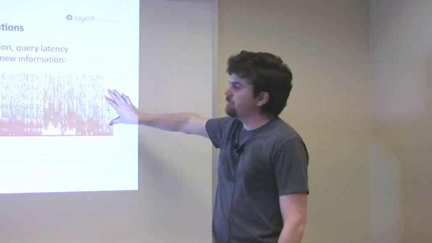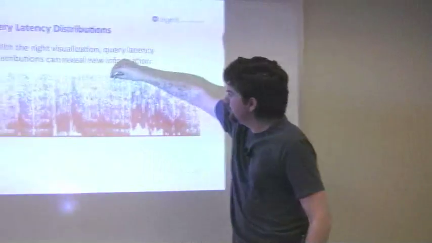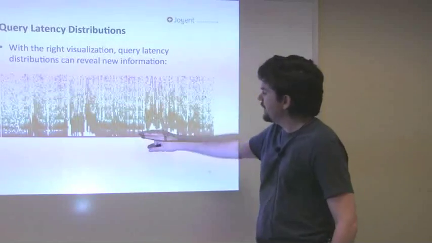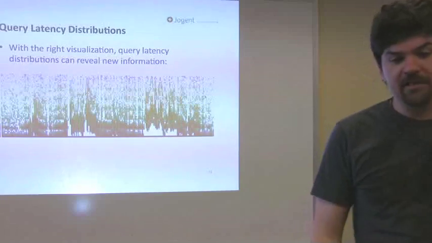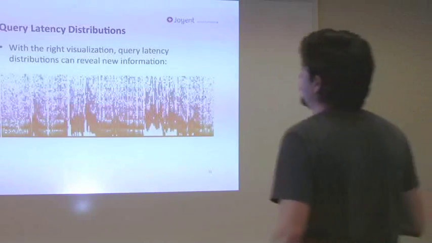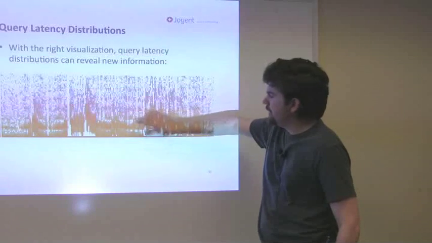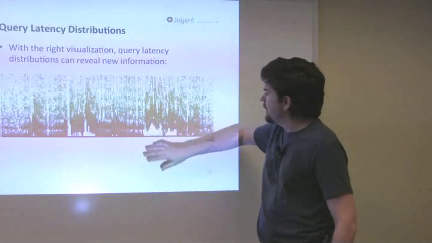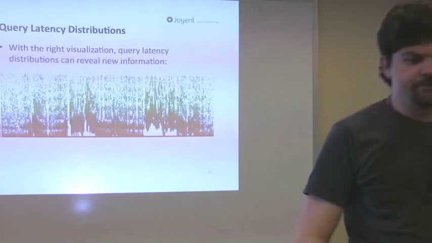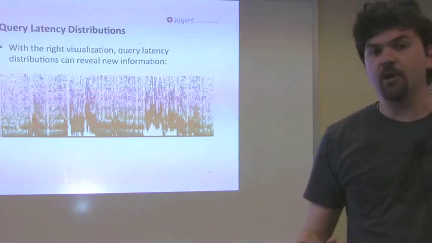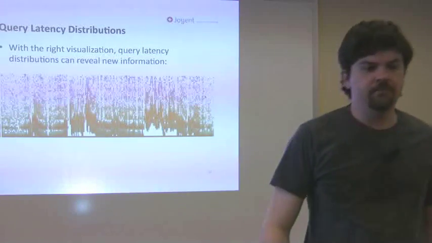That's what these heat maps solve, because we see that distribution every second, and we can see if it's changing second by second. So with the right visualization, query latency distributions can reveal new information. This sort of pattern where we have two levels will be visible from the command line. What won't be so visible is that it changes like this over time. And of course, none of this is visible if you're only looking at an average because you're squeezing everything down to a single line.